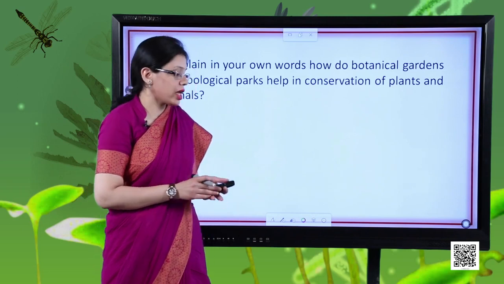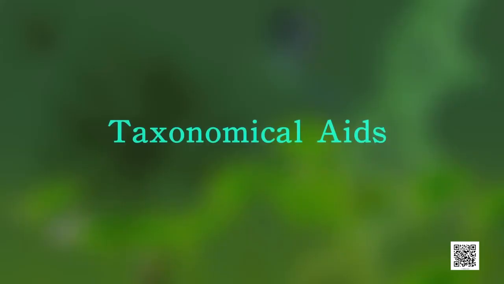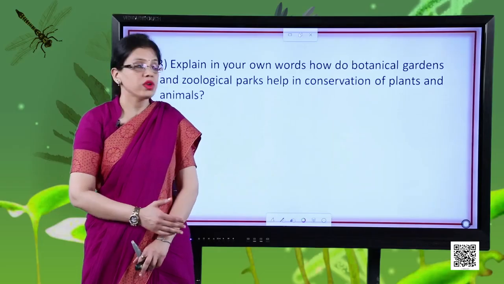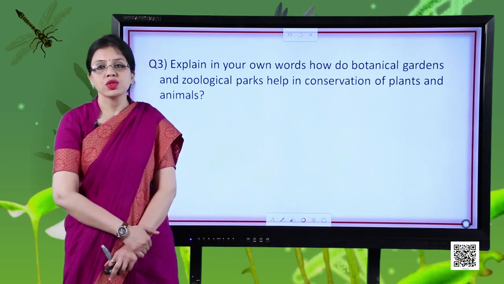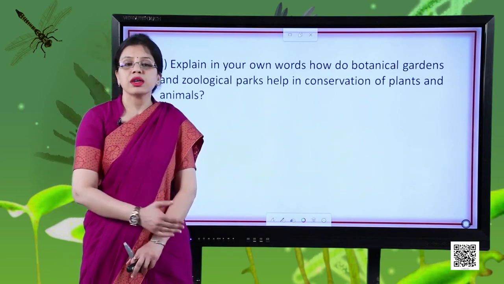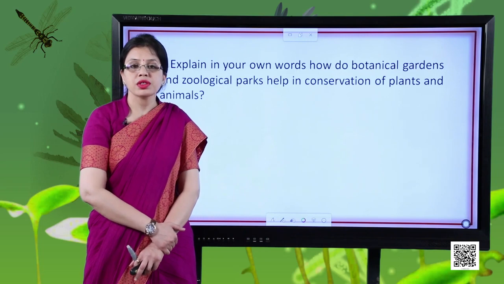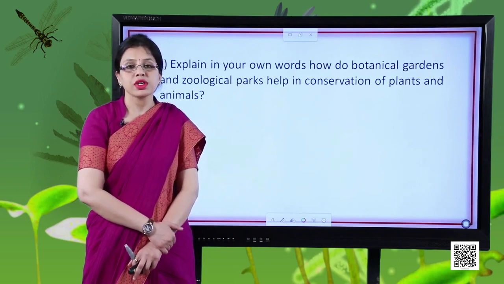So with this I would like to wind up the session. In today's session we have discussed taxonomical aids. Chapter 1 is now over. In the next session you will be studying chapter number 2, that is biological classification. You will be studying different types of classification systems and the 5 kingdom classification.